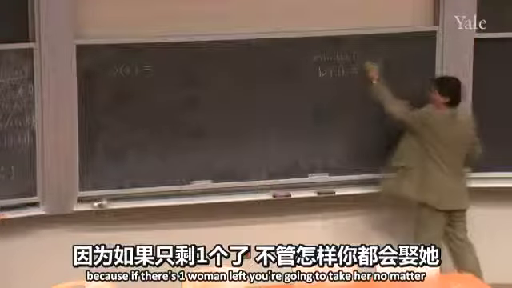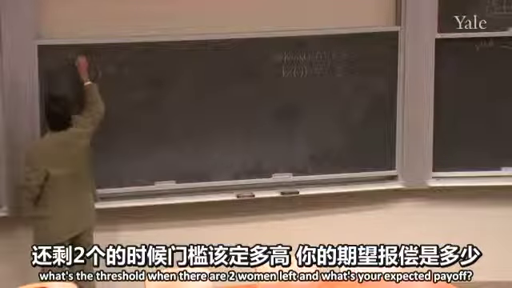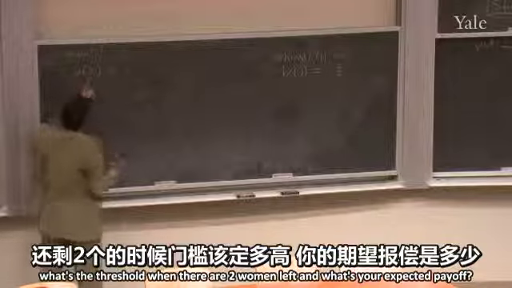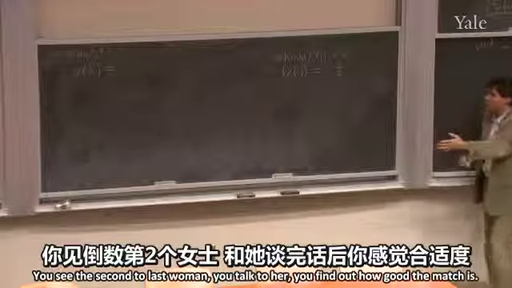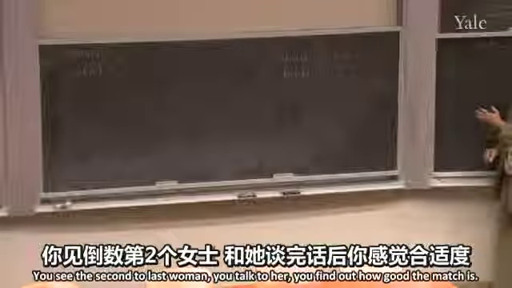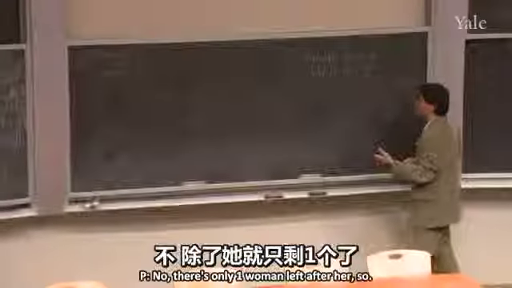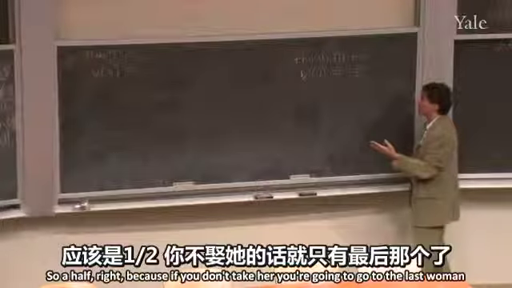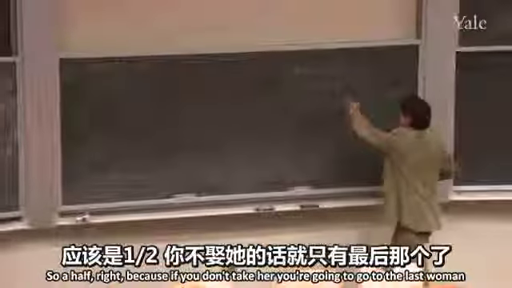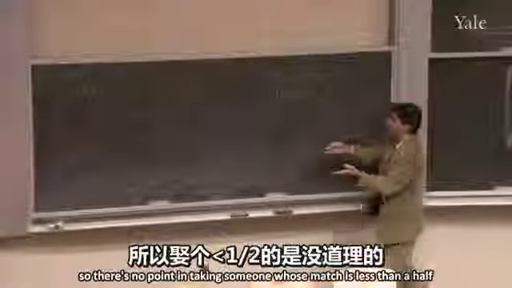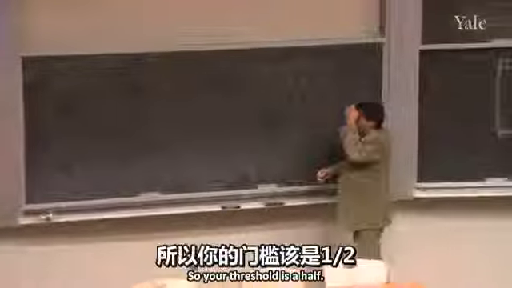Because if there's one woman left, you're going to take her no matter what, and on average you'll get a half. So the question is now, what's the threshold when there are 2 women left? And what's your expected payoff? You see the second to last woman, you talk to her, you find out how good the match is. You should take her if the match is above what? No, there's only 1 woman left after her, so a half, right? Because if you don't take her, you're going to go to the last woman. On average, you're going to get a half. So there's no point in taking someone whose match is less than a half when the very next step, on average, you're going to get a half. So your threshold is a half.